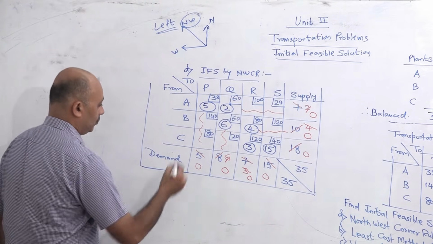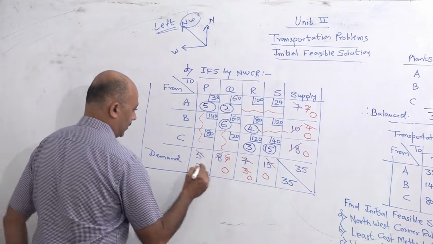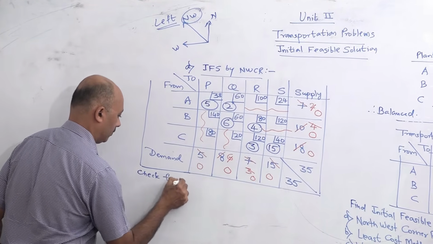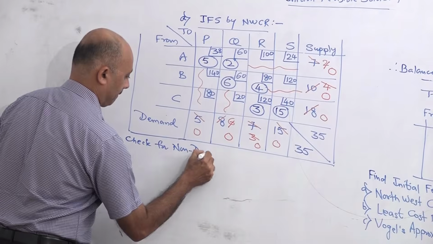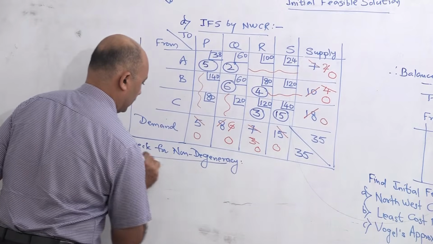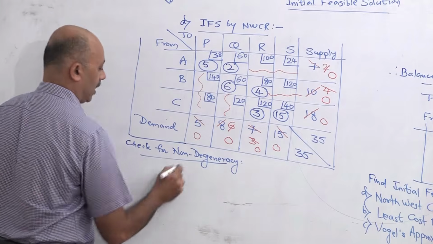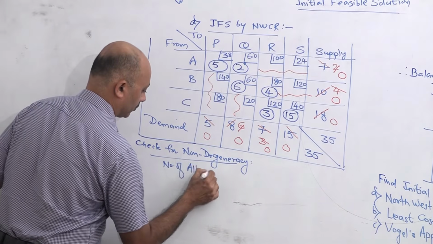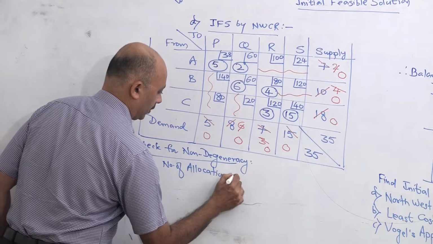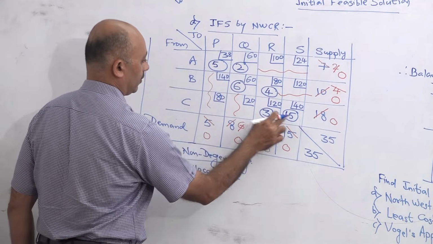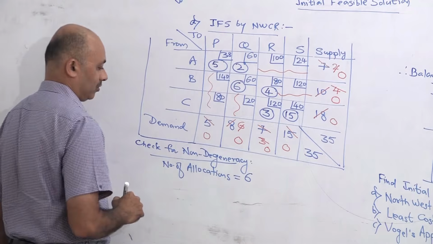And after doing this, there is one check we have to perform, that is called check for non-degeneracy. Its principle is you should check how many allocations you have. Number of allocations: how many allocations we have? See, 1, 2, 3, 4, 5 and 6. So we have 6 allocations.